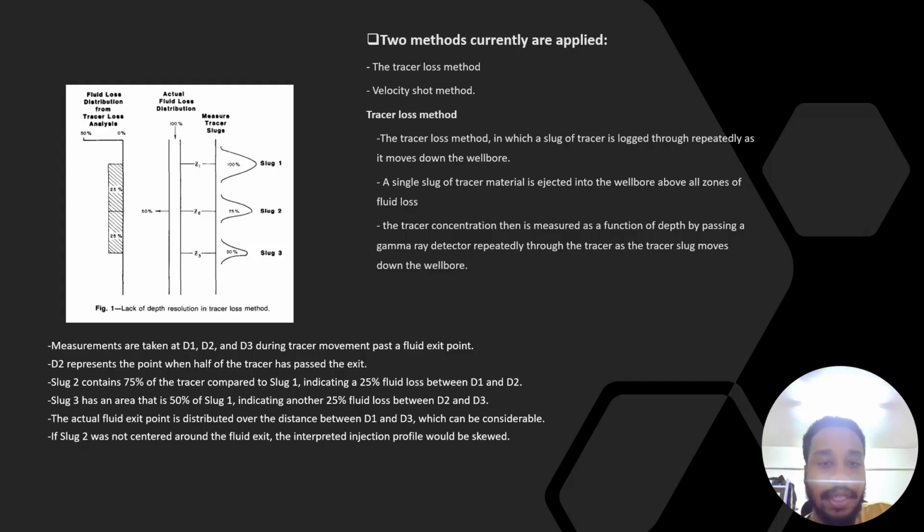The distance between the first and the second measurement represents the portion of the tracer substance that is still before the exit point. Since only half of the tracer has passed the exit, we can say that there has been some fluid loss in this distance. The distance between the second and the third represents the portion of the tracer substance that had already passed the exit point. As this section is half of the size of the entire tracer, we can say that there has been more fluid loss in this distance.